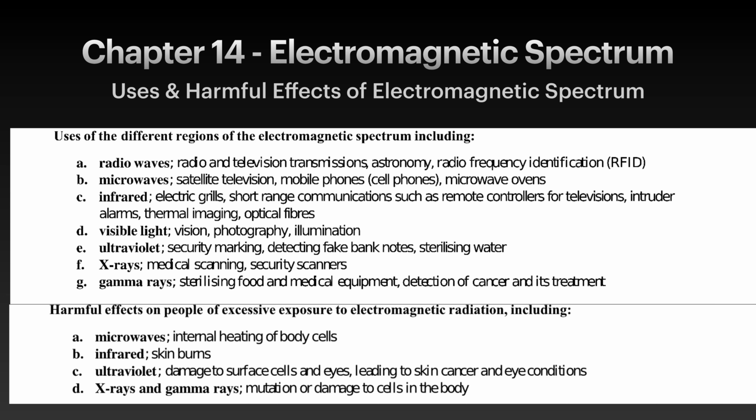Moving on to microwaves. The uses are they are commonly used in microwave ovens for cooking food, and in satellite communications for transmitting data signals. The dangers that can be caused are the internal heating of tissues, and exposure to high levels may lead to burns or other health risks. The infrared radiation. The uses include that they are employed in heating devices, remote controls, and night vision equipment for improved visibility in dark conditions. Excessive exposure to infrared radiation can lead to skin burns and heat-related injuries.